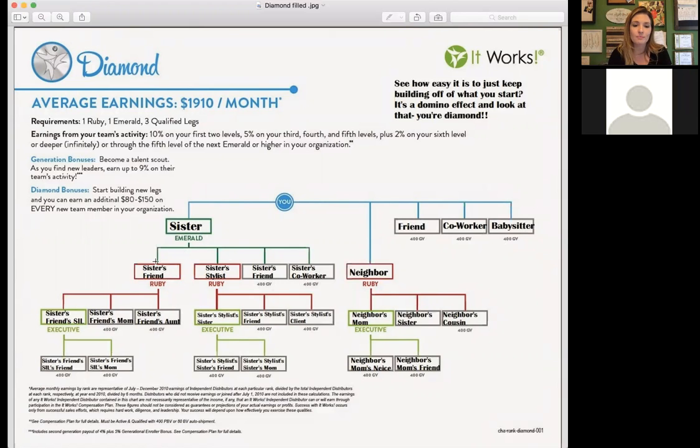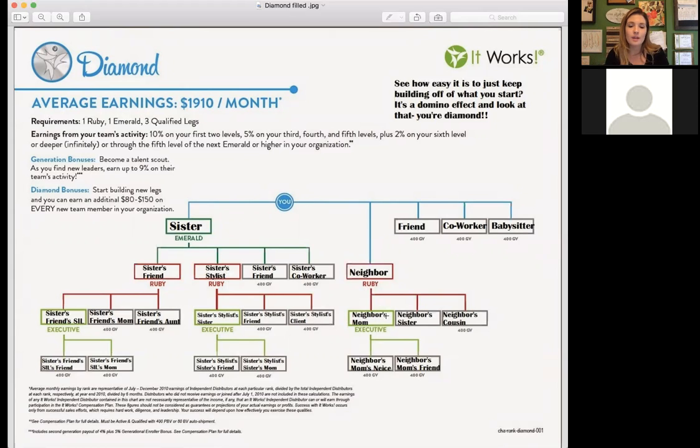So if you're going for Emerald, all 4 of those people on your top line directly under you on your Emerald should be people that you signed up because you want to get those $100 bonuses. And then you tell your sister stylist or you tell your neighbor, these are 3 people on your top line that you want to fill in because you want those $100 bonuses.